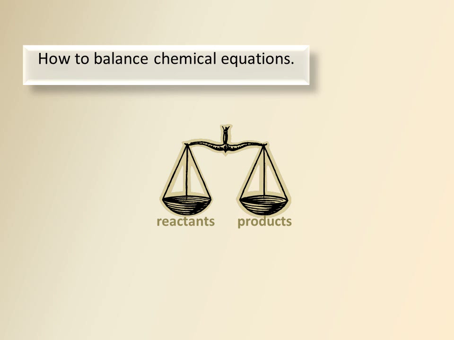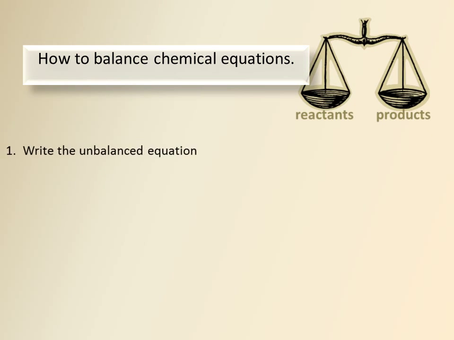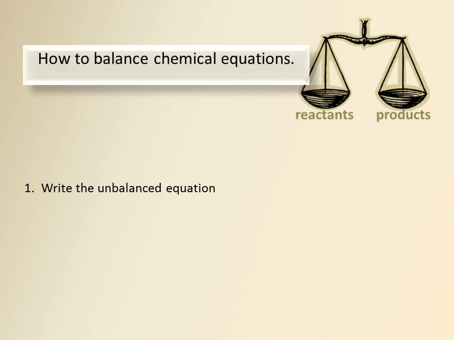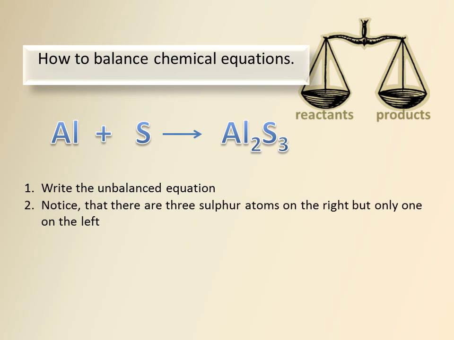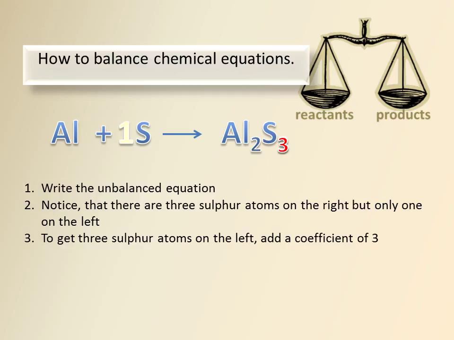How to balance chemical equations? Write the unbalanced equation. Notice that there are 3 sulfur atoms on the right, but only 1 on the left. To get 3 sulfur atoms on the left, add a coefficient of 3.